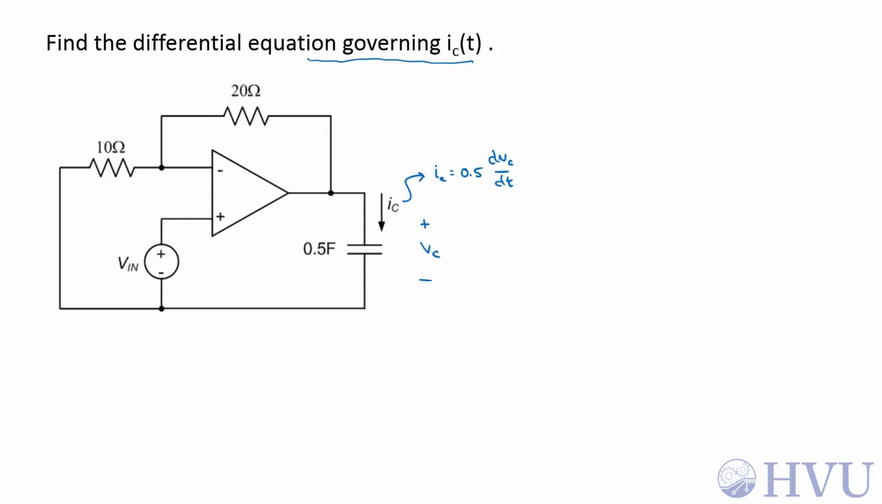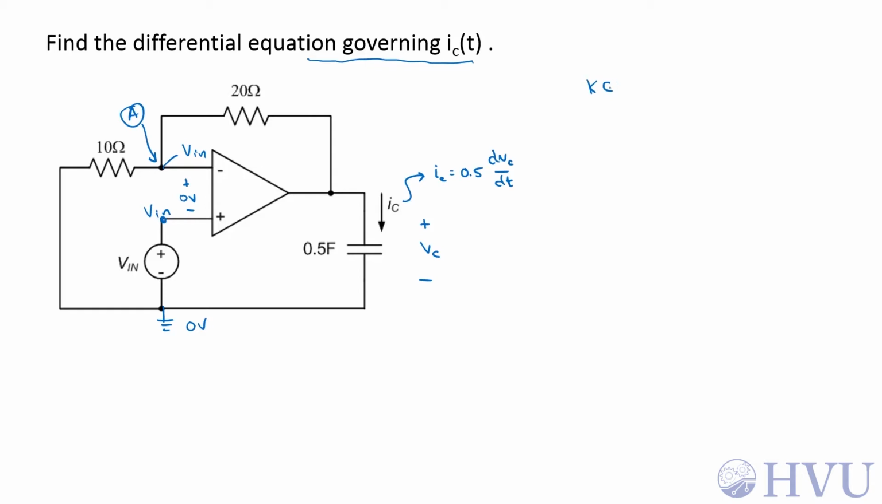Probably the first thing after I've dealt with my energy storage elements that I'm going to do with an op-amp circuit is to apply the op-amp rules. So if I assume that this is 0 volts, this voltage here is Vn, which means that this voltage here is Vn, since I have 0 volts across the input terminals. Let me call this node A.